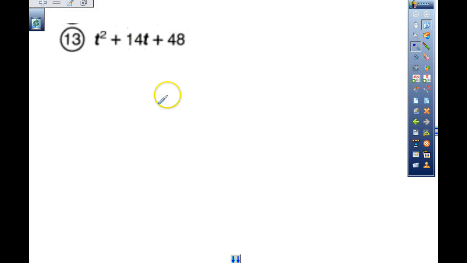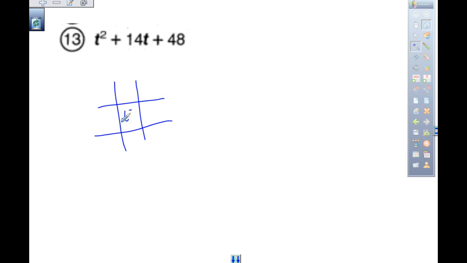Alright, so I'm doing all the steps, showing everything. Make like a tic-tac-toe. I know that the first term always goes in the middle. Last term always goes in the last square. But this, I have to break up for both these squares. So what numbers add up to 14? That will work. So X marks the spot. What two numbers multiply to 48 and add to 14?